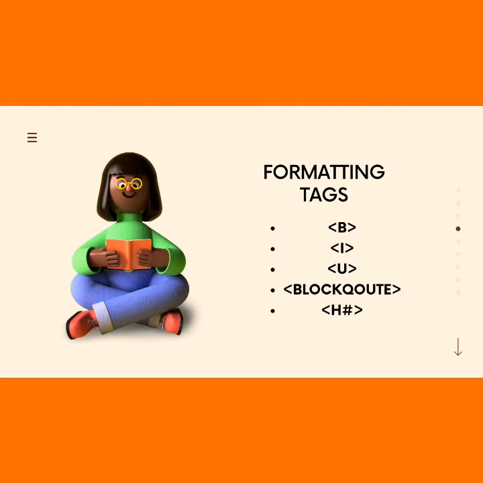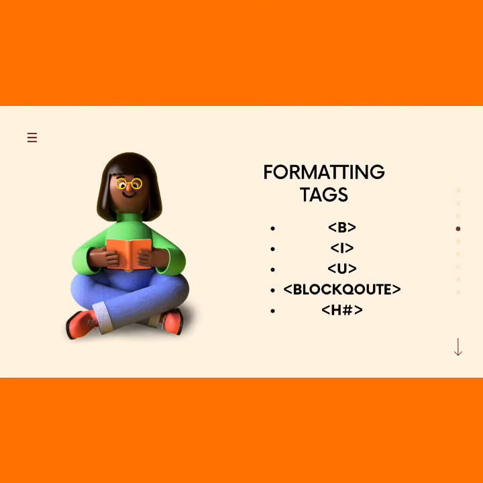The first type of tags that we have are what I would call formatting tags, as they are used to format the appearance of the text on your website. The following HTML tags or elements fall under this category. The bold tag, used to make text bold. The italics tag, used to italicize text. The underline tag, used to underline text. The block quotes tag, used to quote text. And lastly, the heading tag, used to create headings.